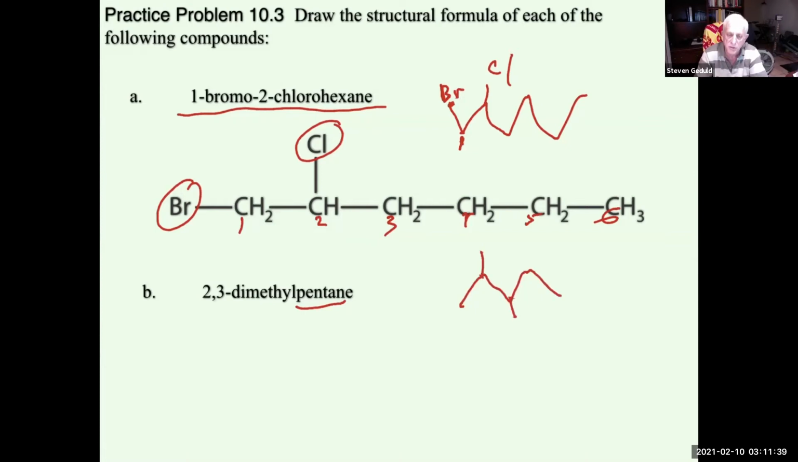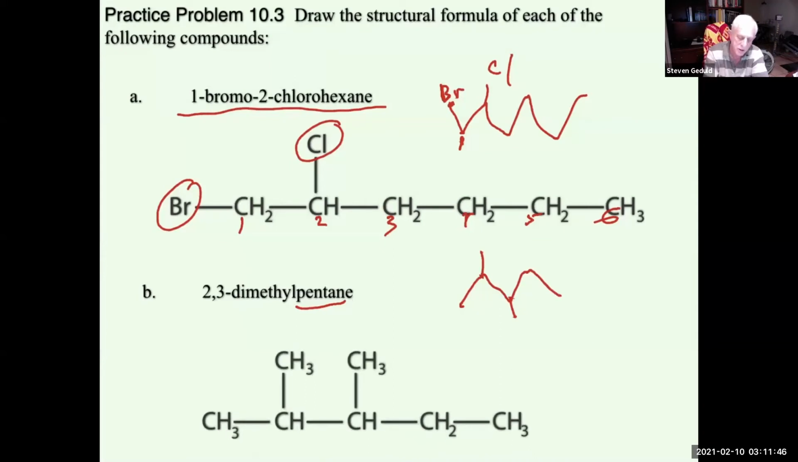Okay, but drawing the structural formula, we have 5 carbons. You see the 5 carbons, and at number 2 and at number 3, there's a methyl group. Remember, you have to tell me what number of carbon they're attached to and how many there are. So you're telling me at 2 and 3, and di means 2 methyl groups on a pentane chain.